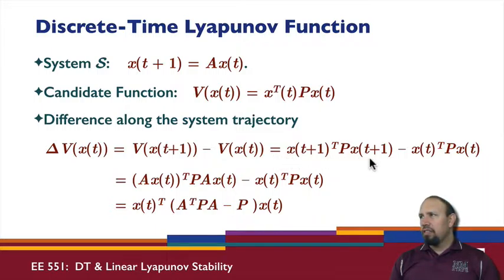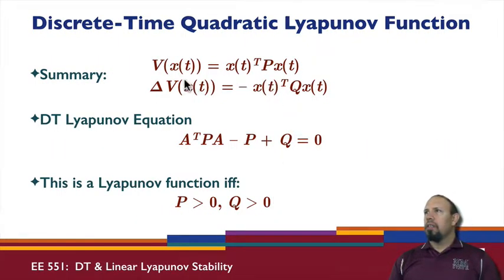So this is v of x of t plus 1. Here's v of x of t. x of t plus 1 is equal to a x of t, transposed. The transpose is x transpose a transpose. And so each of these two terms has x transpose on the left, x on the right. I can factor those out, and I get this. So if I call this matrix now minus q, x transpose minus qx, like we've seen before, then I have this. V of x of t is equal to x transpose px. Delta v of x of t is equal to minus x transpose qx. So the idea is we want p to be positive definite, q to be negative definite.